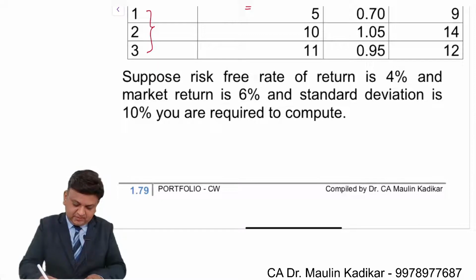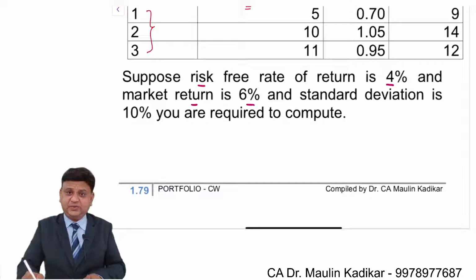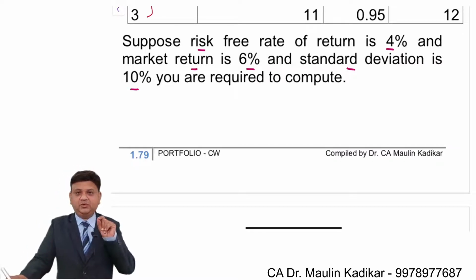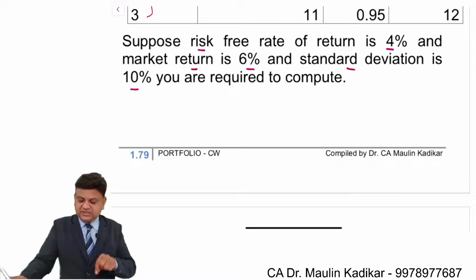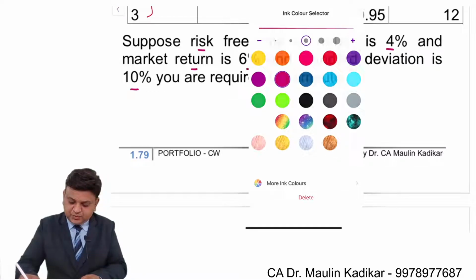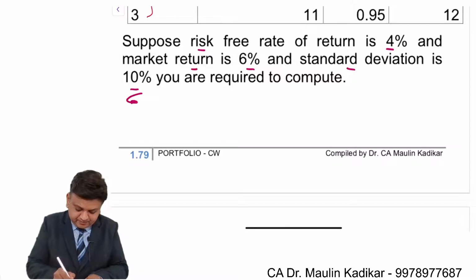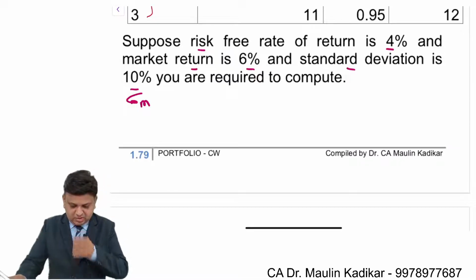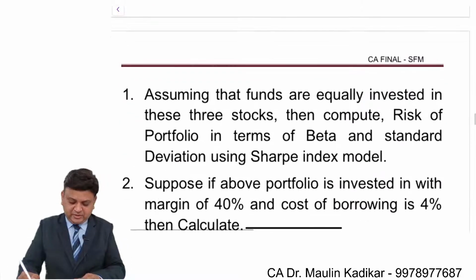The question says further, RF is 4%, market return RM is 6%, and standard deviation is 10%. You have to read the language of the question very carefully. Suppose the risk-free rate of return is 4%, the market return is 10%, and the standard deviation is 10%. It means that it is implied for you to understand this is provided as the sigma m, the standard deviation of the market portfolio return, which is 10%. You are required to make the calculation.